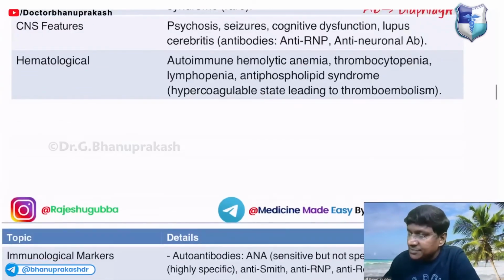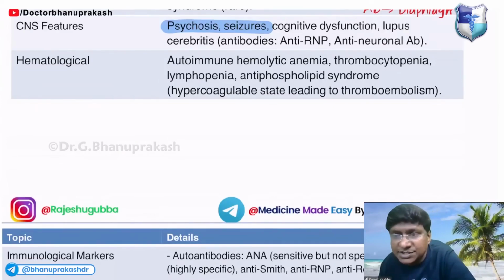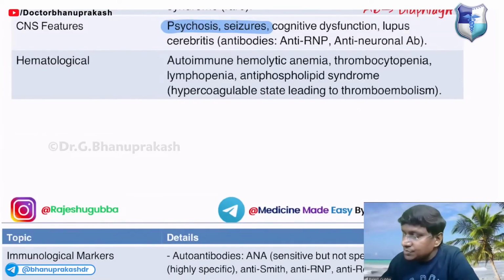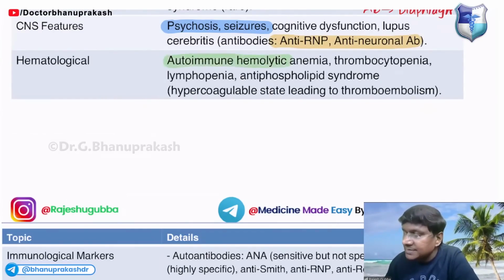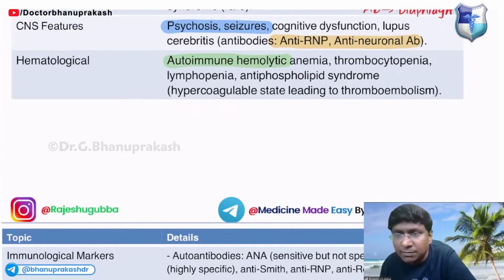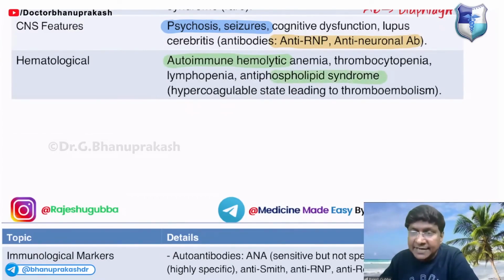What will be the CNS manifestation? That will be in the form of seizure, psychosis, and cognitive dysfunction. The antibodies associated with the CNS abnormality are anti-RNP antibody and anti-neuronal antibody. And hematological, I have already discussed: autoimmune hemolytic anemia and thrombocytopenia will be there. And APLA syndrome, that is the hypercoagulable state.